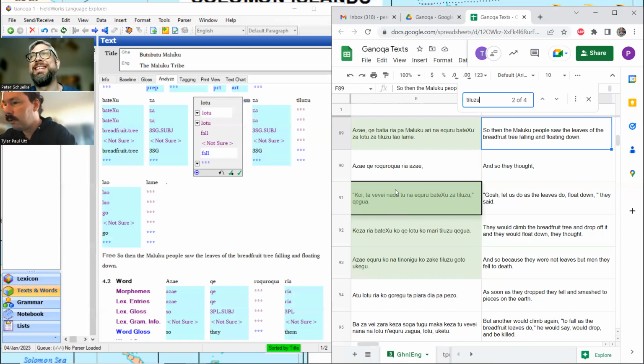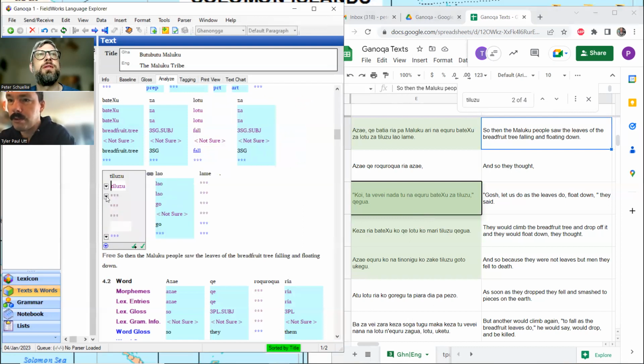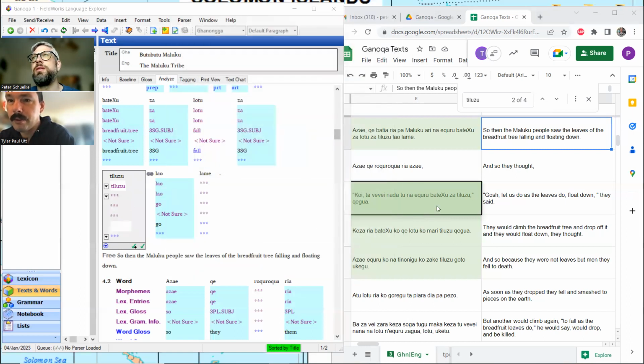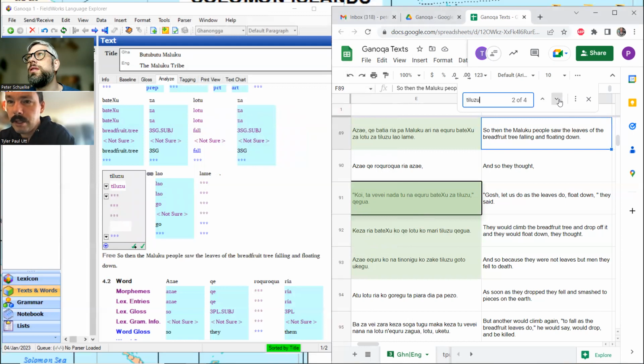Let us go down. Okay. Are we still looking at Tiluzu? I'm looking at ta right now. Okay. Tiluzu is going to be float. Yeah, it's always floating. Not always. Look at that last example, the one that's highlighted. Enguru kona tinoni gu.